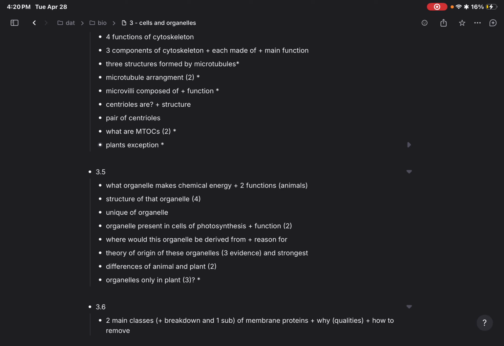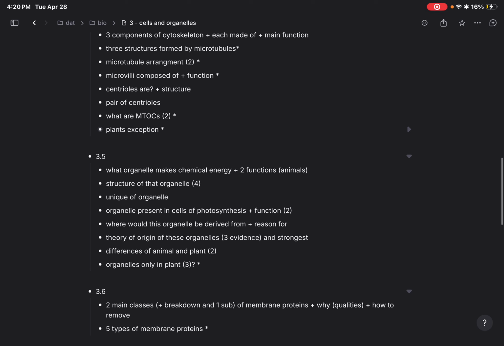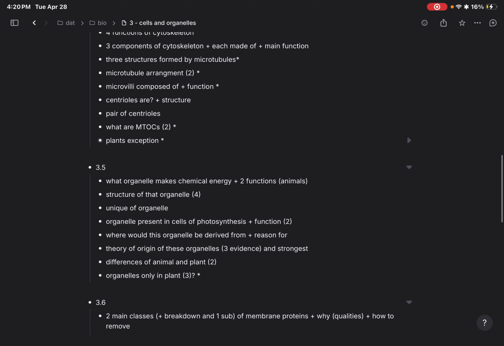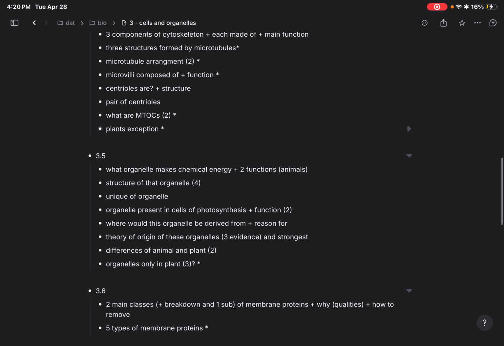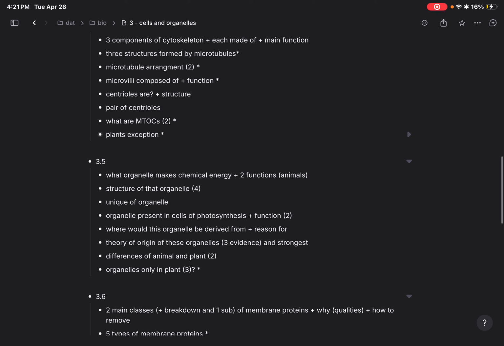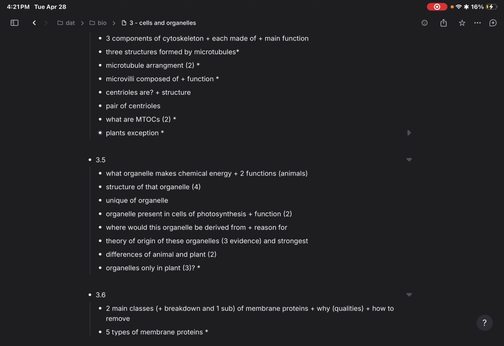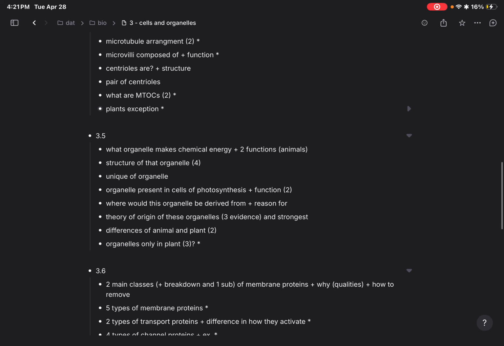Three structures formed from microtubules: cilia, flagella, and centrioles. Microtubular arrangement: the basal body is 9x3. The cilia and flagella, the top part, have a central part and are 9x2. The other one is 9x3, so it's triplets.